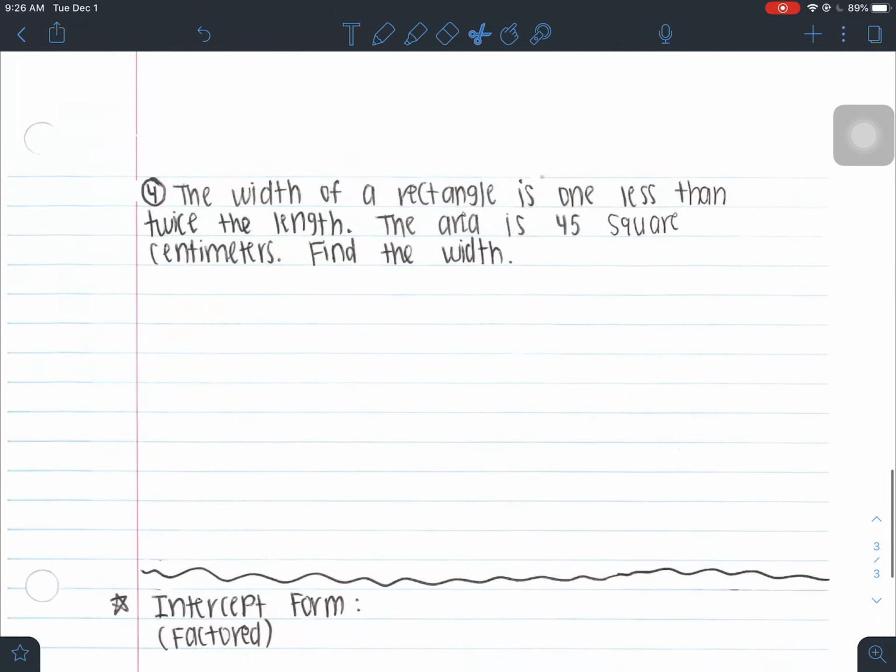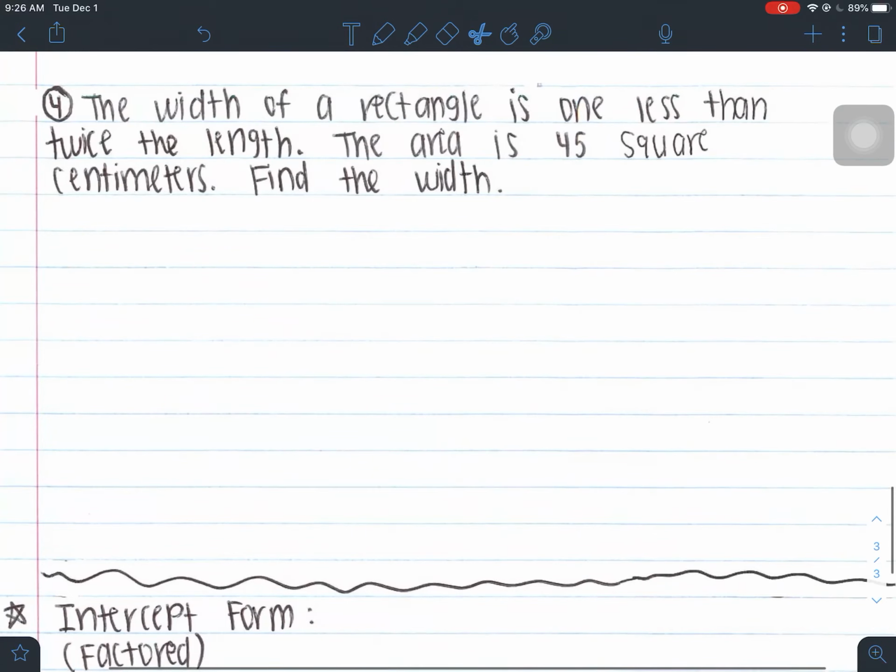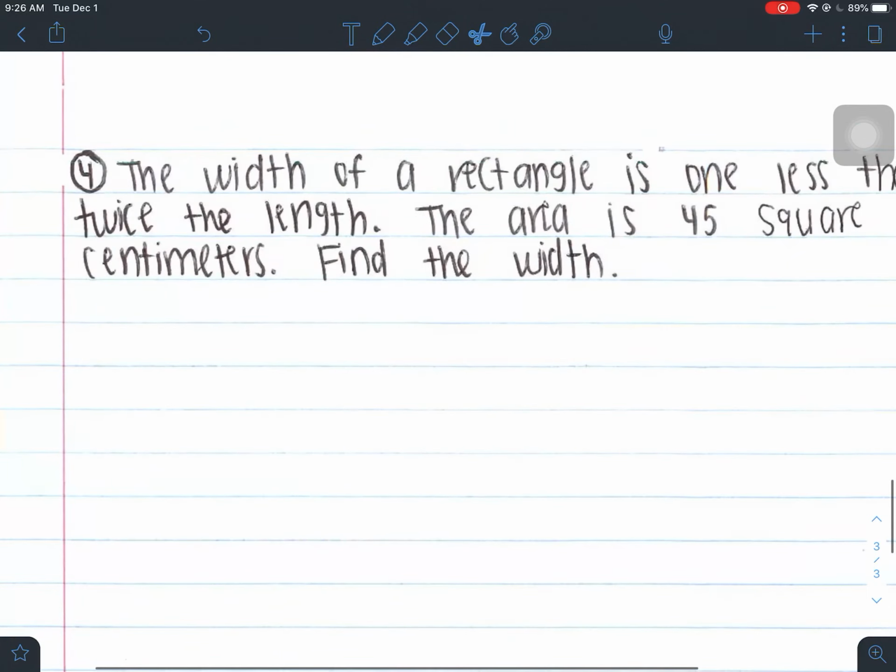All right, moving on to the next problem. And there's only 2 problems left, so I'm sorry, I'm trying to explain this as best as I can. The width of a rectangle is 1 less than twice the length. The area is 45 square centimeters. Find the width. So similar problem, right?